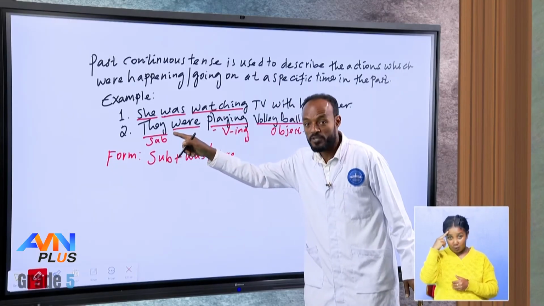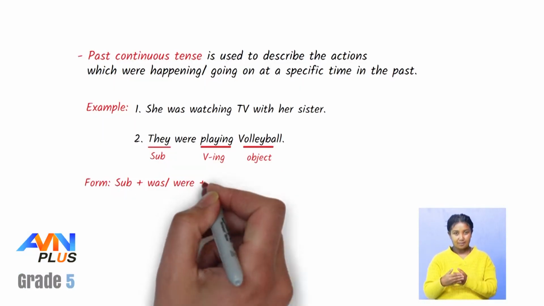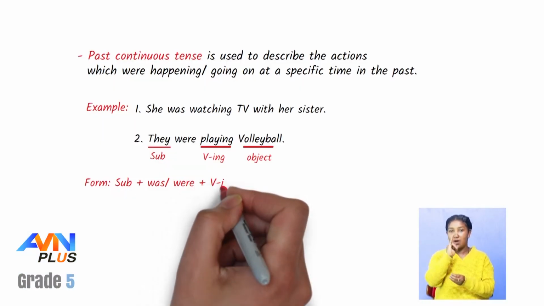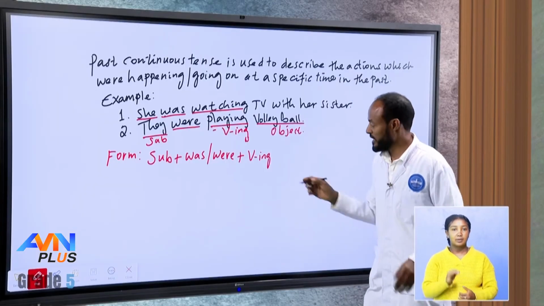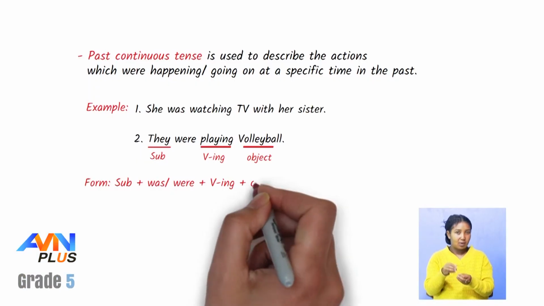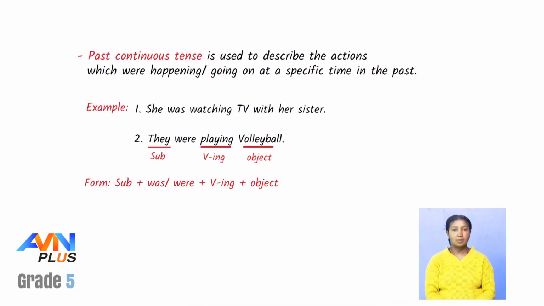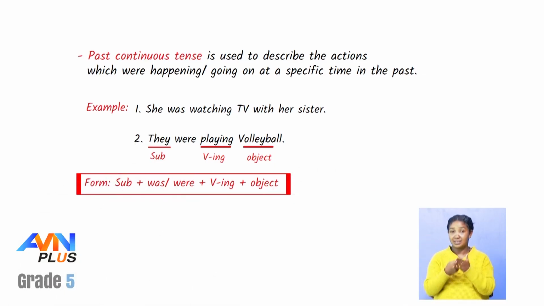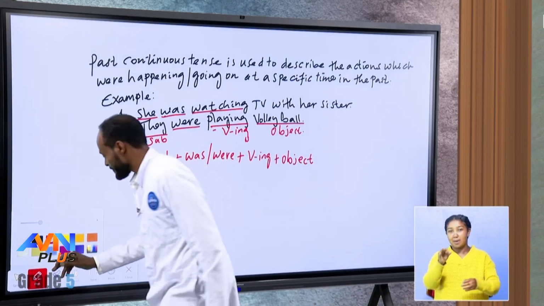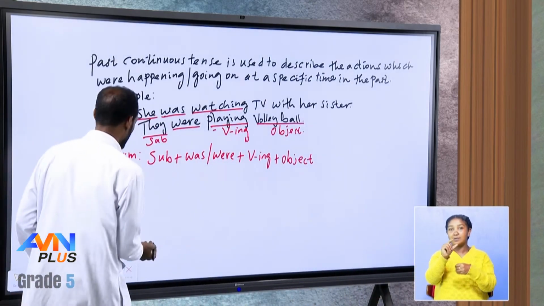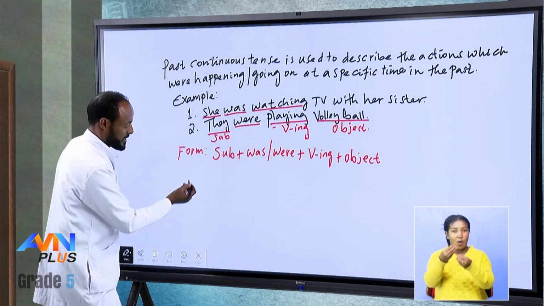Because if the subject is plural, we have to use were, then plus verb-ing. If necessary, we can add what? Object. We can add an object here. I hope it's clear, yeah? Bravo. So, in this sentence, let me give you some concept about subject, verb, and object here.